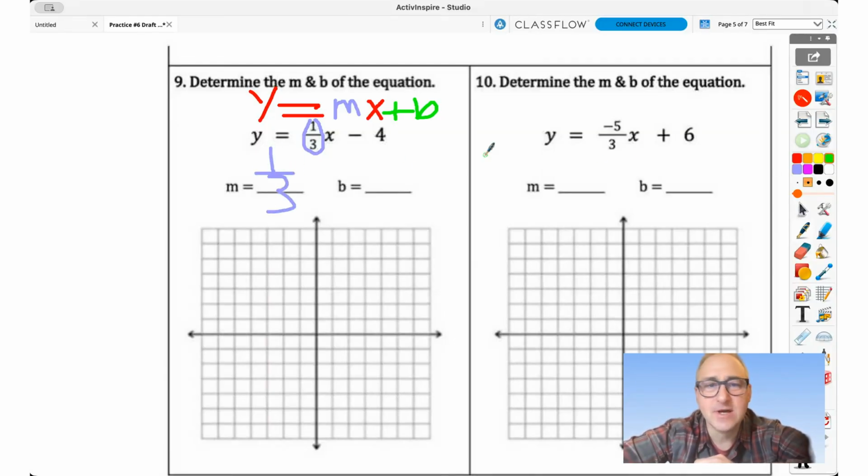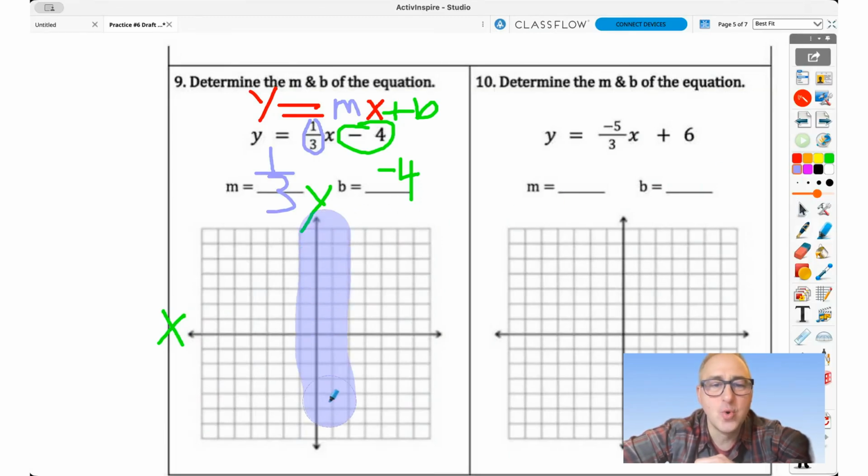And the b is always the number that's by itself. Here it says plus b, but this says minus 4. So that must mean that I begin at -4. Remember, that's on the y-axis. That's the up and down line. So on this line, I've got to find -4.